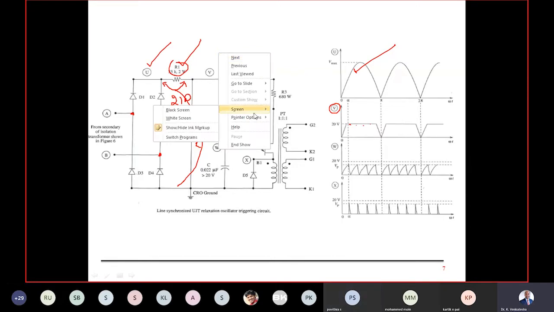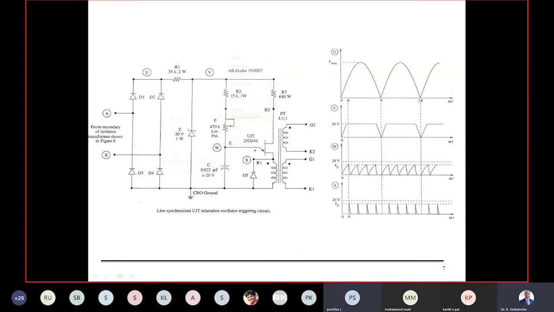Continuation. Then the same voltage appears across the point W, which is nothing but the emitter of the UJT. When this voltage keeps on increasing, the capacitor charges at E, and when it reaches the peak, it again discharges, and the UJT acts as a switch.